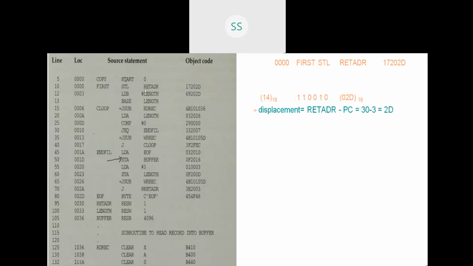Here, what have we used? We have used RETADR, okay? And this is actually a label, a label which has got an address of 0030.